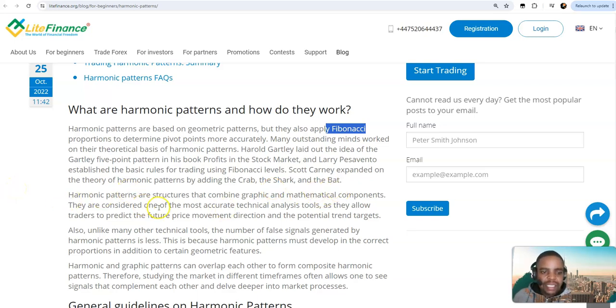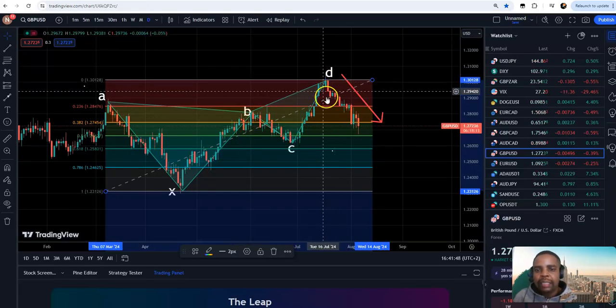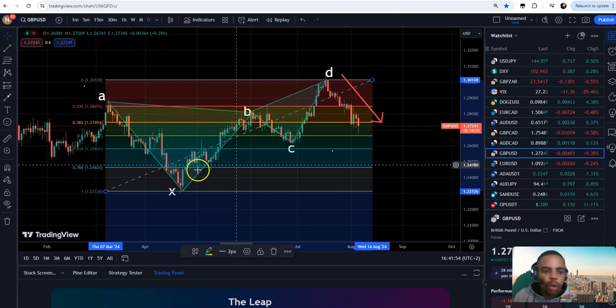Okay, the harmonic patterns are structures that combine graphic and mathematical components. They are considered one of the most accurate technical analysis tools. Yes, which is true. They can be very accurate no matter what. They are very, very accurate, these patterns, as they allow traders to predict the future price. Yes, which is more important, they allow traders to predict the future price, because now I've been looking at that pattern and I've watched it from this D point. And I told some of my colleagues that this D point here is a very powerful sign that this market will be going down, particularly.